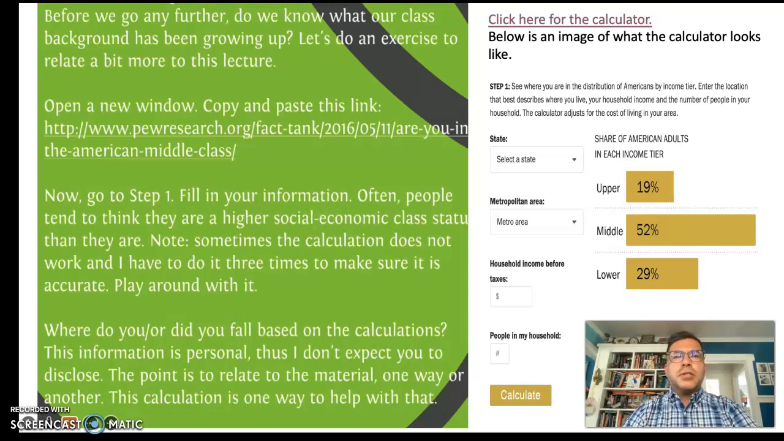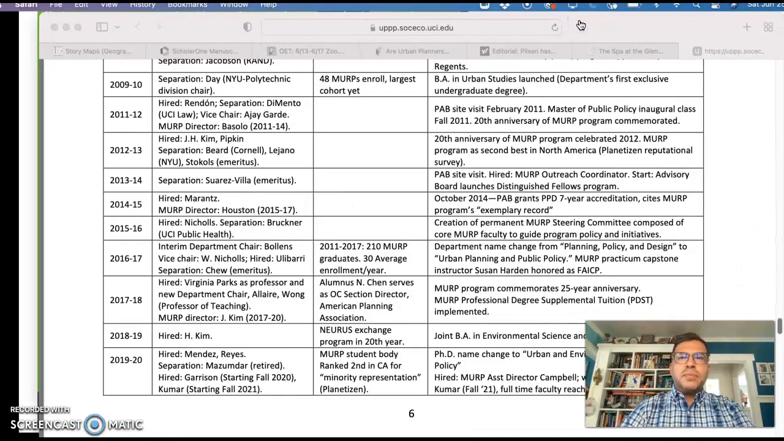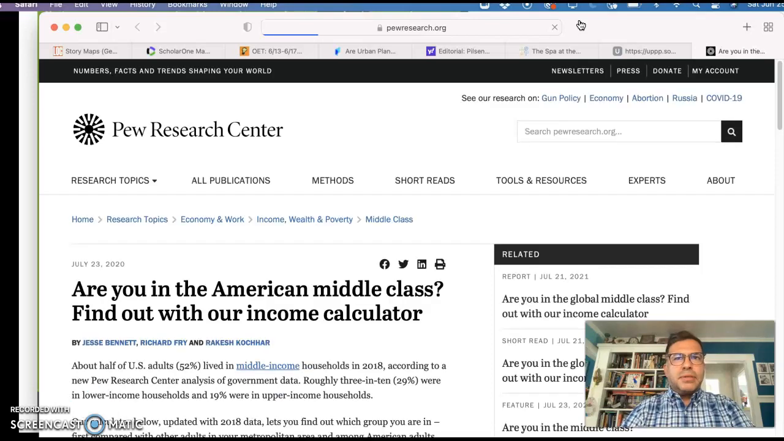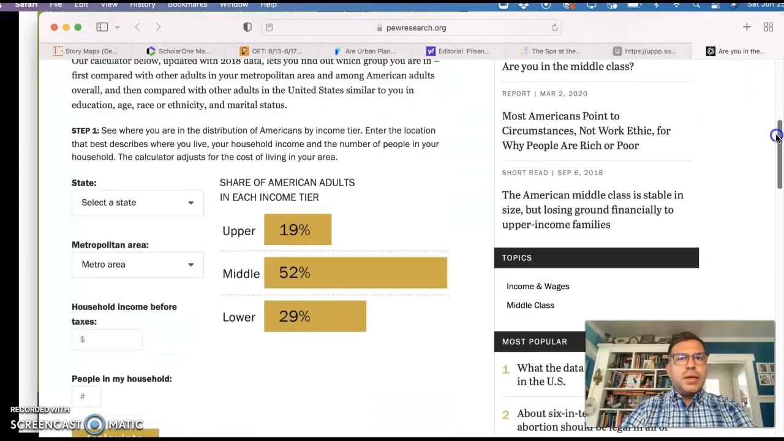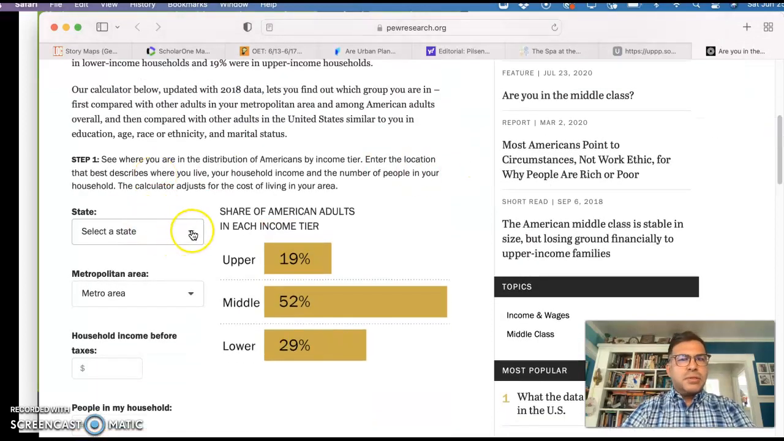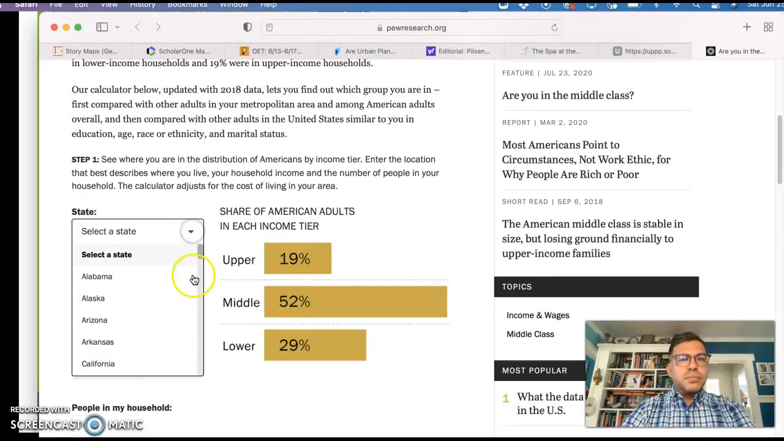Before we move on to the commercial gentrification definitions, let's do a quick exercise. What this exercise is to understand our socioeconomic class background. You go to the Pew Research Center. I'm going to put the link on Canvas. You can't click it from here on YouTube, or you could type Pew Research Center Middle Class Calculator. It will pop up. And let me give you some hypothetical examples of how you do that.